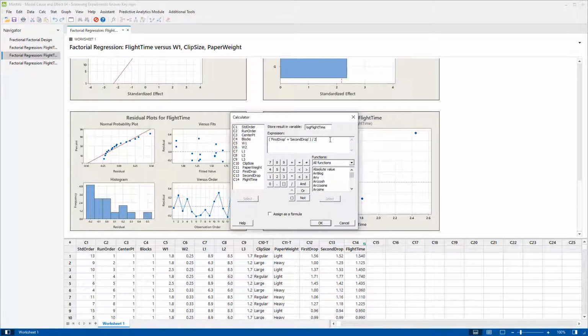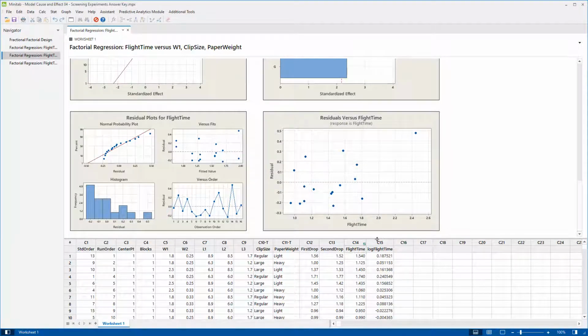flight time. And what I want that to be equal to is, I'll look down here at this function list, and I'm going to try to find the logarithm. I know it starts with an L. Now, any logarithm will do. So I'm going to do the base 10 log of flight time. And I click OK. And it added that to the worksheet.